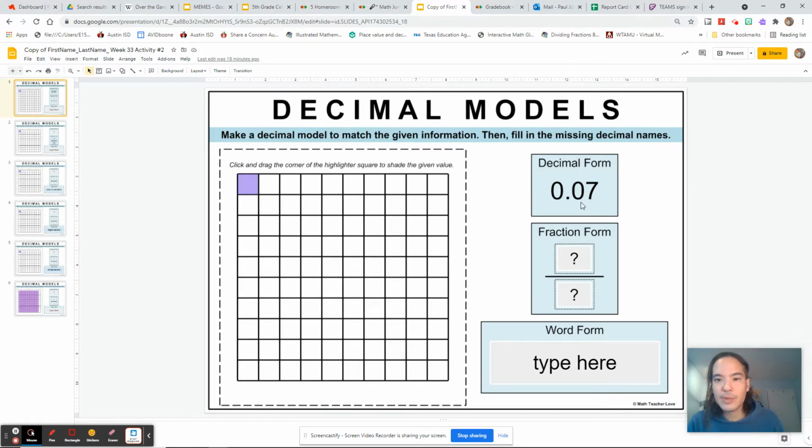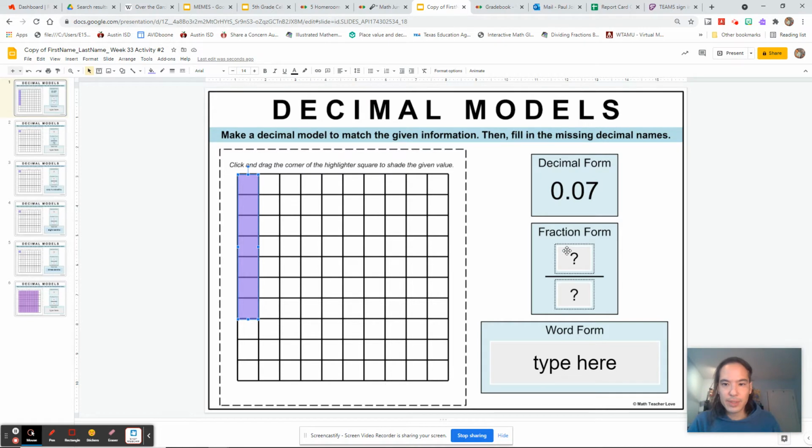7/100. I don't really know how this works. Let's find out. So we're supposed to drag it. Okay, you just make it as big as you want. There we go. When you move the box, it'll cover up however many spaces. 1, 2, 3, 4, 5, 6, 7.